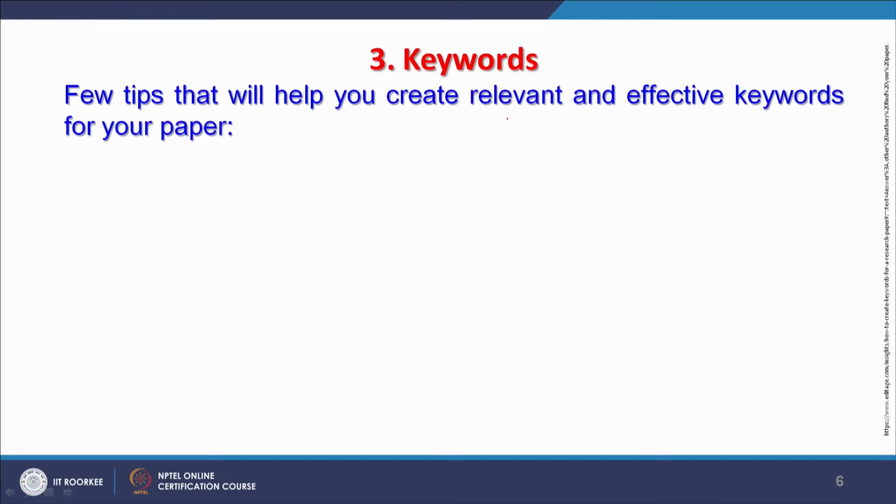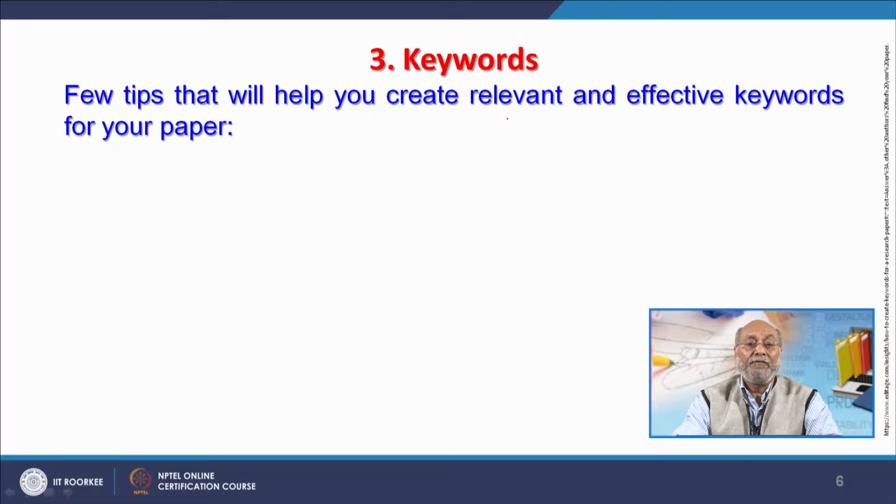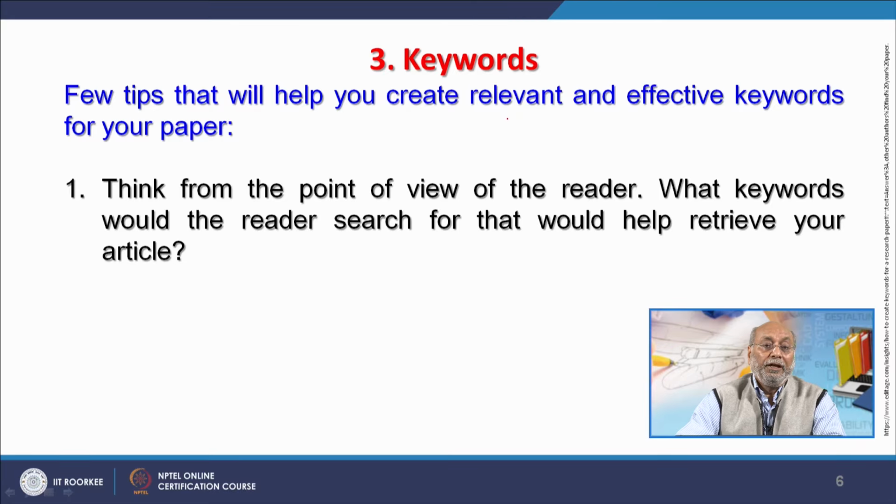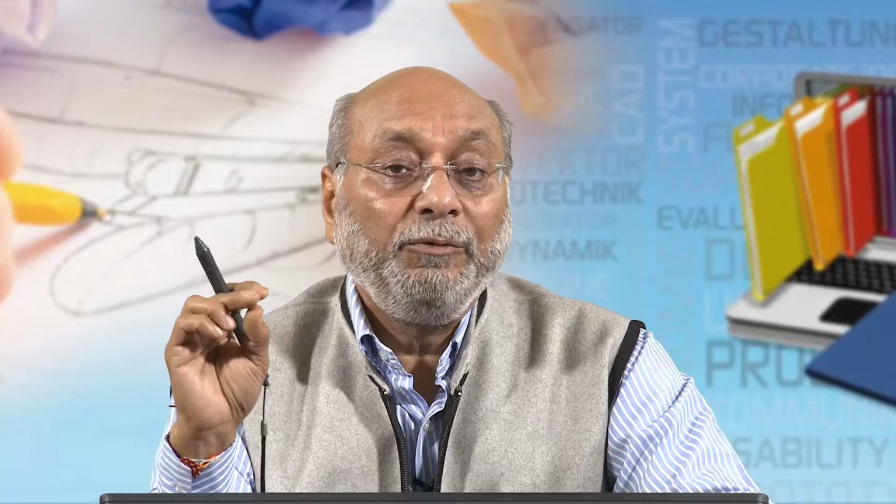So, a few tips that will help to create relevant and effective keywords for your paper manuscript. Think from the point of view of the reader. What keywords would readers search for that help retrieve your article? Nowadays when we do a Google search or use similar search engines, we would like to put very relevant keywords. Instead of keywords, if you write a sentence for searching something, you may not get good results. But if you use appropriate, very precise keywords, you may get good information, which is what you were searching. So, that is the importance of keywords.